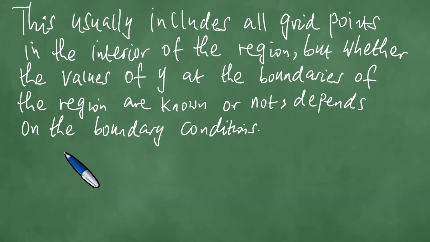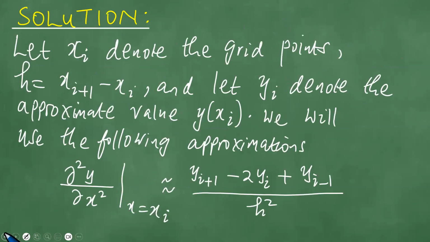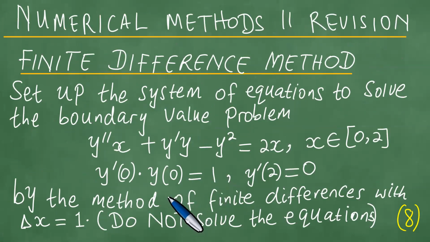Now, the boundary conditions in our case, this problem, the boundary conditions are, so you just copy them down. Right, the boundary conditions are these. So they are y primed of 0 by y0 is 1, and y primed of 2 equals 0. So you write them down.